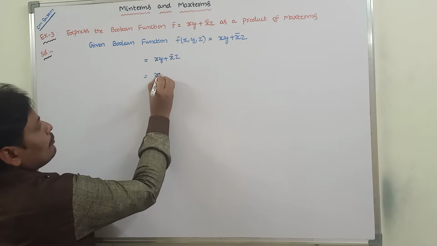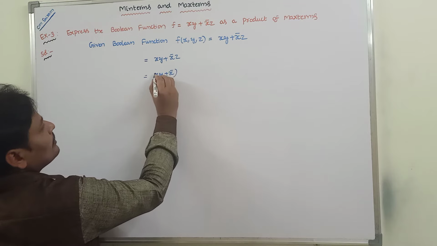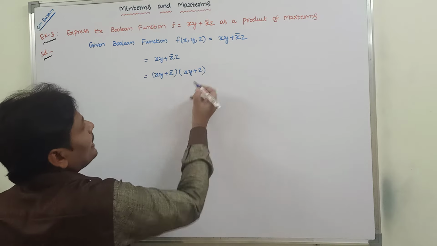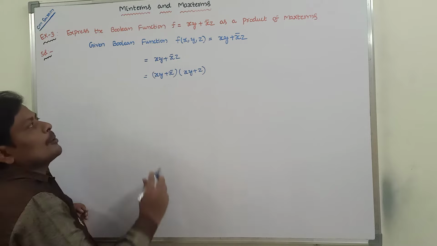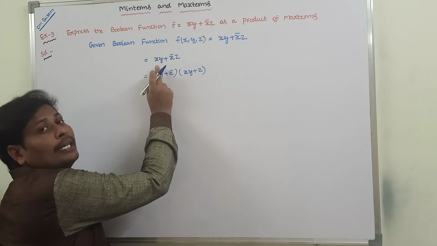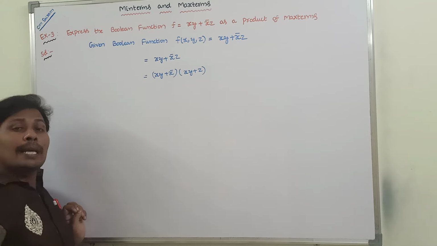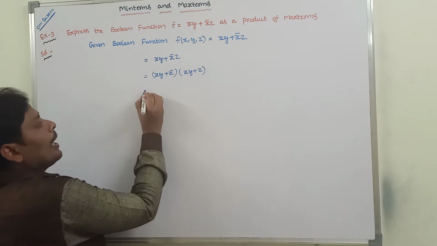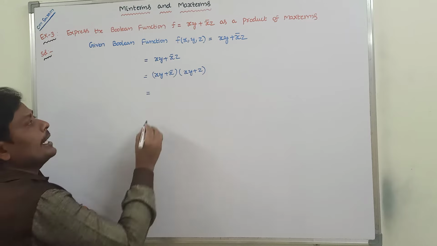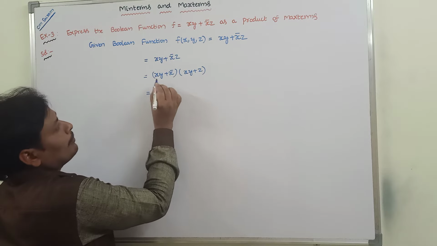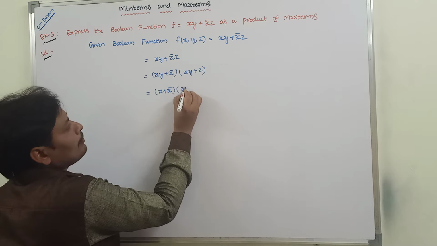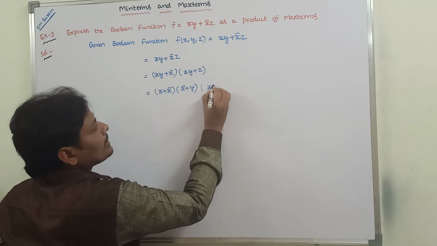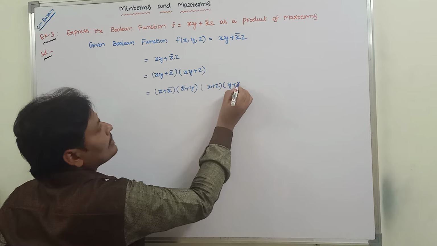So xy plus x bar, we get one sum term. Next, xy plus z, we get another sum term. So the product of sums can be written as the product of these sum terms: (xy plus x bar)(xy plus z). Again, this sum term can be rewritten as (x plus x bar)(x bar plus y), and the next as (x plus z)(y plus z).